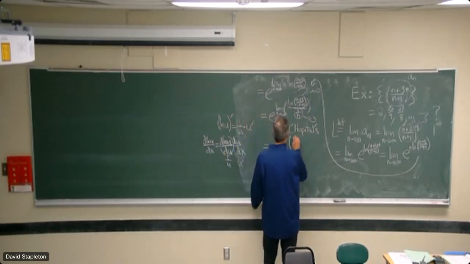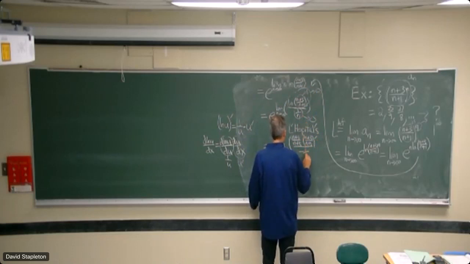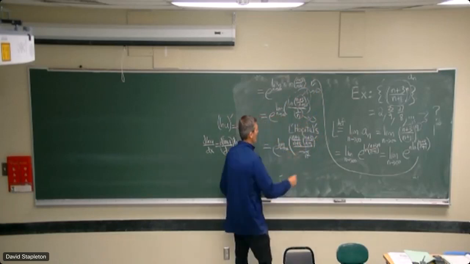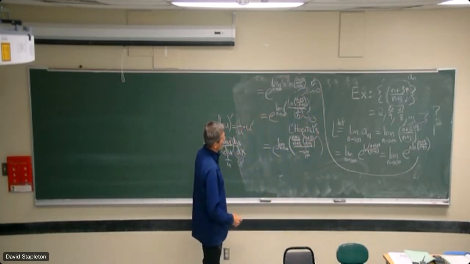So this is one over (n plus three over n plus one), which is n plus one over n plus three. And then I need the derivative of n plus three over n plus one. And down here, the derivative of one over n is minus one over n squared. The derivative of n to the minus one is minus one, n to the minus two. We've got that, and now we need the derivative of n plus three over n plus one.